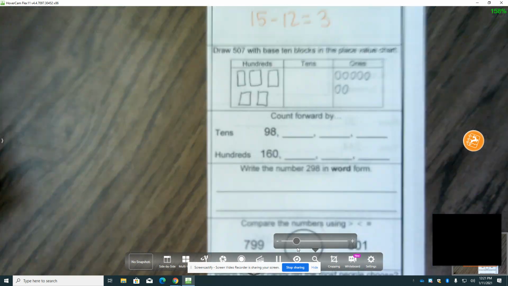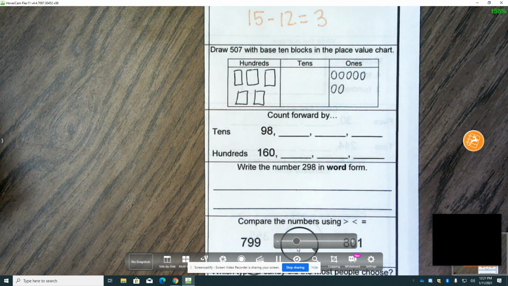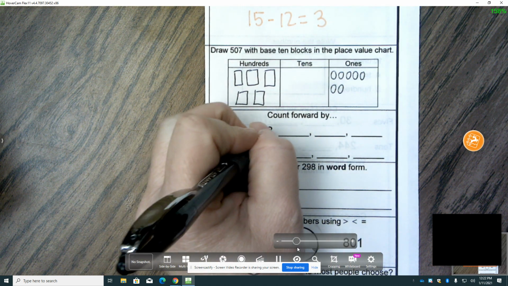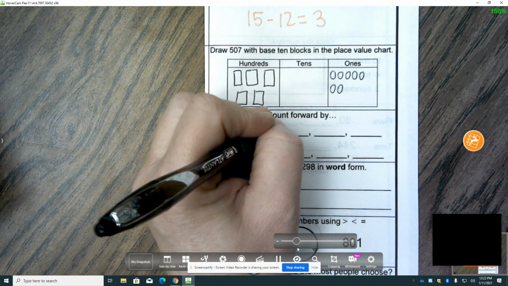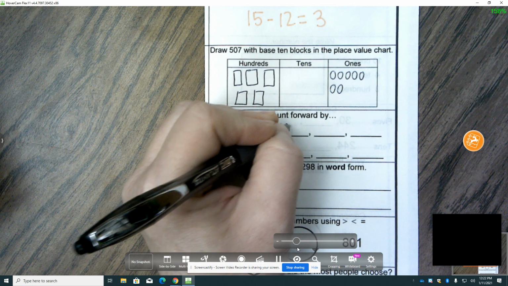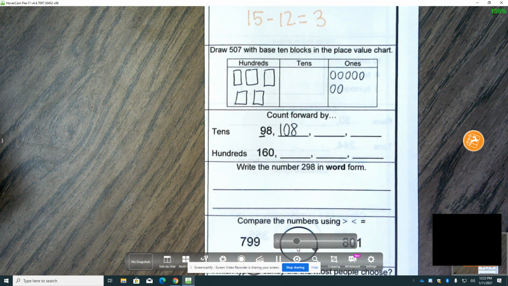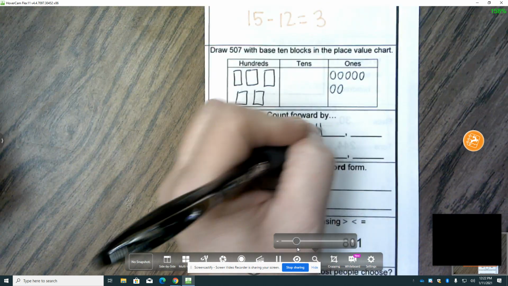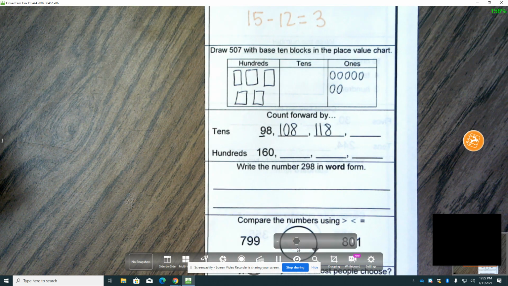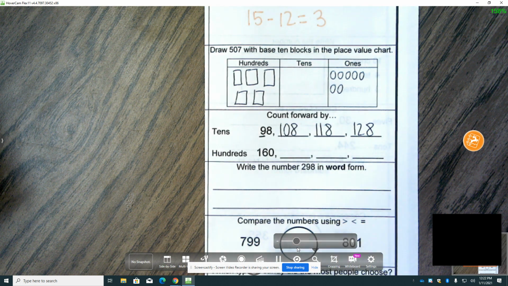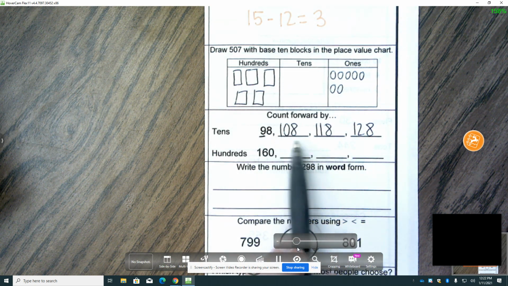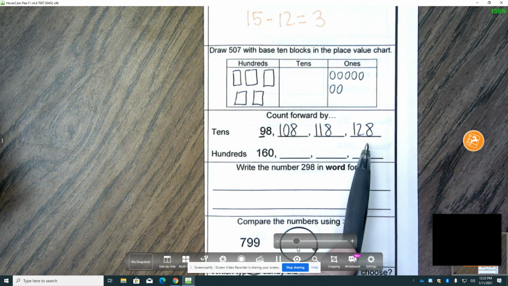Okay, now we need to count forward by 10s. We talked about how this one we're going to look and follow a pattern. So I'm going to find the number that's in the 10s place. In this problem, we have 9 10s. So the next one in my pattern is going to have 10 10s, and the 8 ones will stay the same. Then we're going to have 11 10s and 8 ones, and then 12 10s and 8 ones. So we have 98, 108, 118, 128.